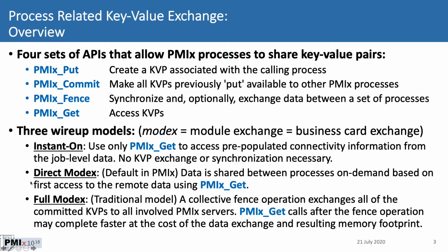So as we previously touched on in the prior slide, there are four operations that when used together make up the process-related key value exchange: put, commit, fence, and get, each of which we'll discuss in more detail in the next few slides, so I won't dwell on them too much here. But I wanted to really identify three different WireUp models. Usually this type of key value exchange is used for wiring up processes during initialization so that they can begin to communicate.